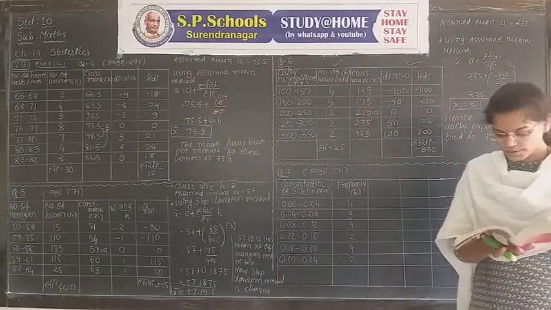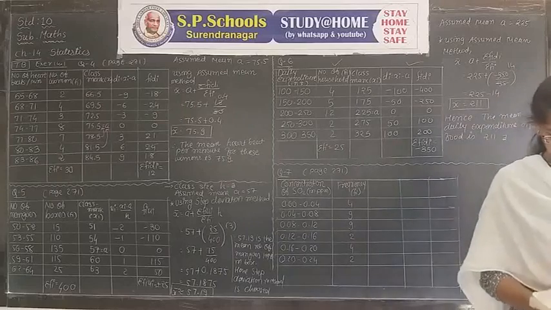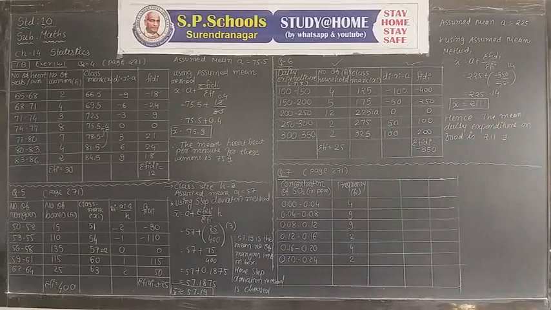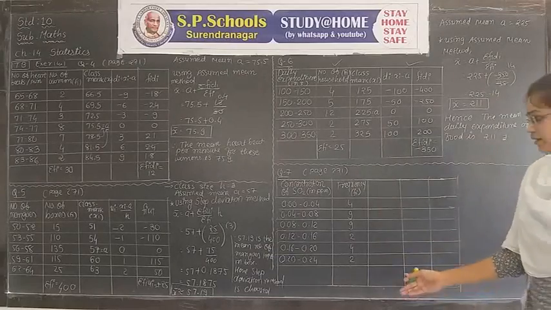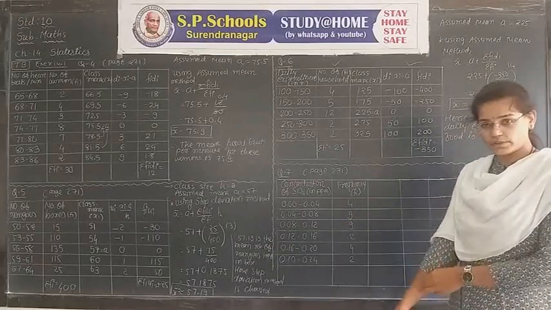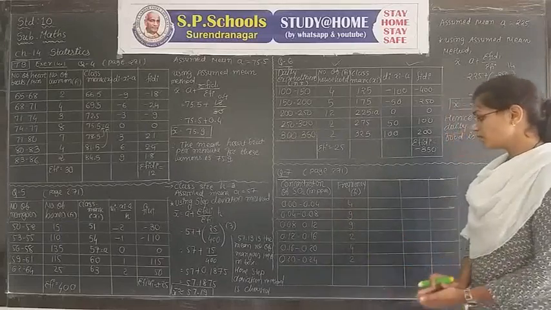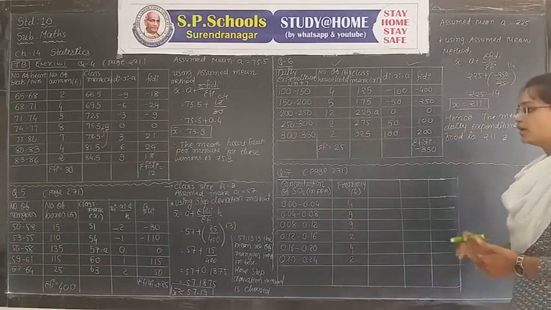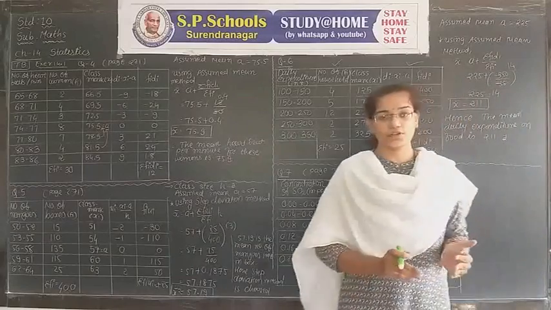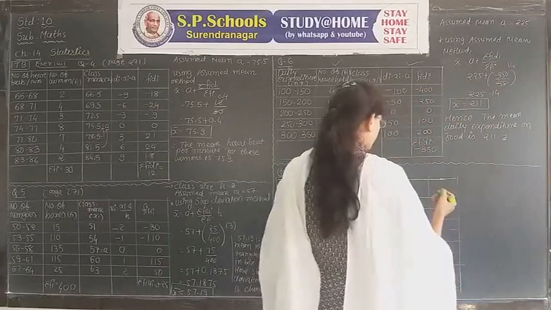Find the mean concentration of SO2 in the air. Here the given class intervals are continuous, yes, they are continuous. And all the class intervals have the same class size. Yes. Here we are using the step deviation method to find the mean.